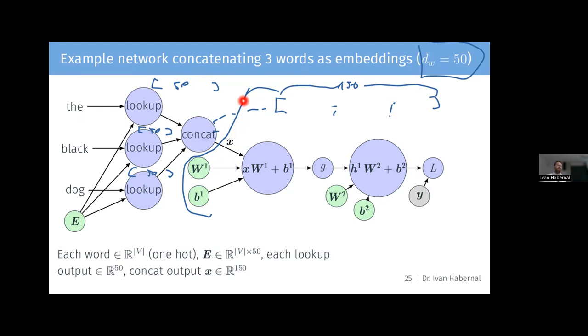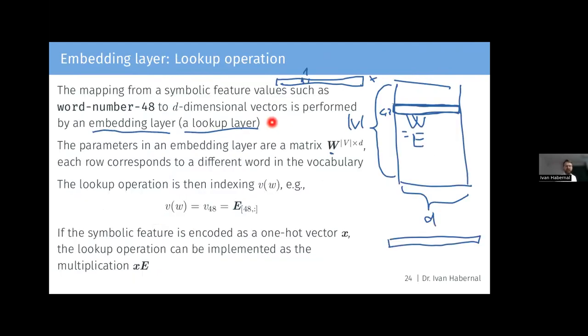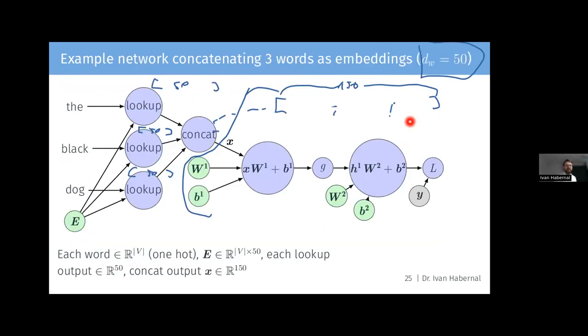In this picture, is W also the same as E? No, in this picture, no. Here, W was a generic parameter and E was the embedding matrix, right? So this could have been E here, which would maybe be better. But here, these are different parameters. E is a matrix here, and these are weights and biases here.